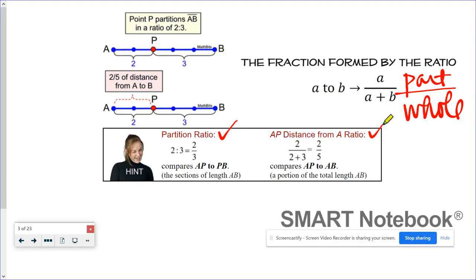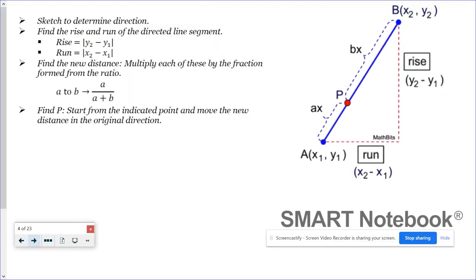So now I'm going to go over the steps. All right, remember, direction is important. So sketch to determine direction. Pay attention to how they name the line segment, or in the problem, do they say A to B or do they say B to A? All right, but sketch to determine direction. You need to know up or down, left or right. That's what you want to figure out.